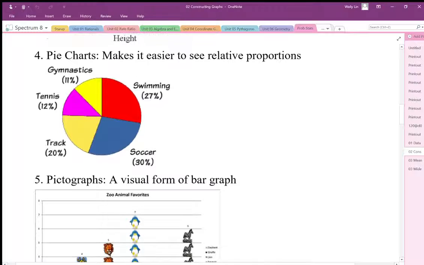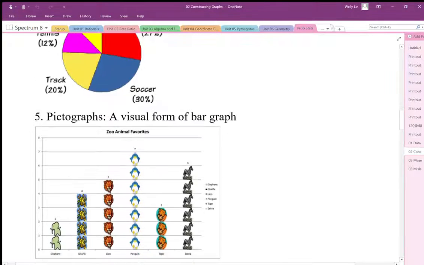So pie charts are another one. And with pie charts, we can see proportions much more easily. Visually, we can see right away that soccer is the biggest here. Okay, we can see that this one here is in between these two and the swimming. So we can get a very good sense of proportion when we see pie charts. That's a really good way of showing things when we want to see proportions.